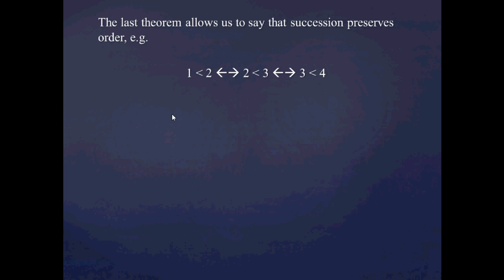So I've demonstrated that statement, and that completes the proof. And conceptually, there's nothing really strange going on with that theorem. It just says that succession is preserving order. That is, 1 is less than 2 implies that 2 is less than 3, implies that 3 is less than 4, and the converse is 3 is less than 4 implies that 2 is less than 3, which implies that 1 is less than 2.